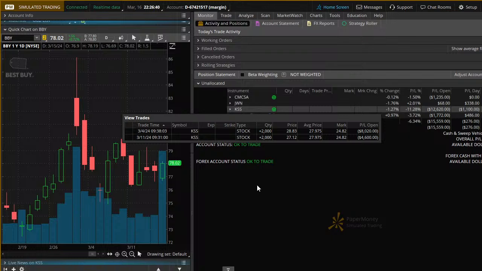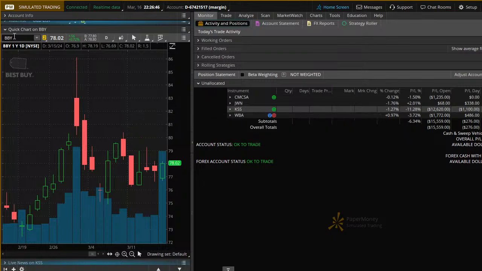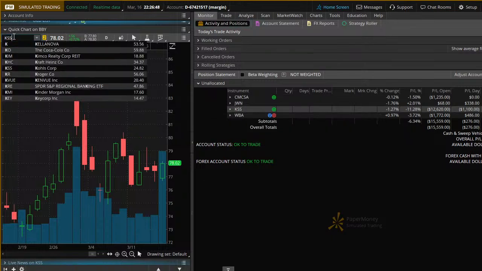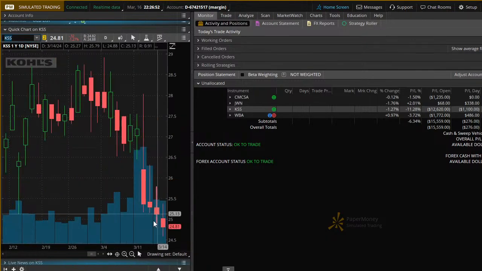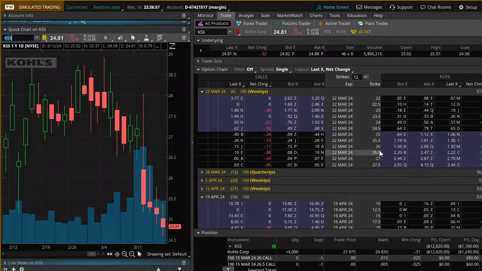I got Kohl's at $27.97. Okay, so Kohl's, I have at $27.97. And look where it is. It's at $24.80. At $24.80, most likely I'm going to sell the 26s. So I'm going to catch the premium, I'm going to catch the dividend, and more than likely I will continue to take Kohl's into next week. Not next week, but the week after.